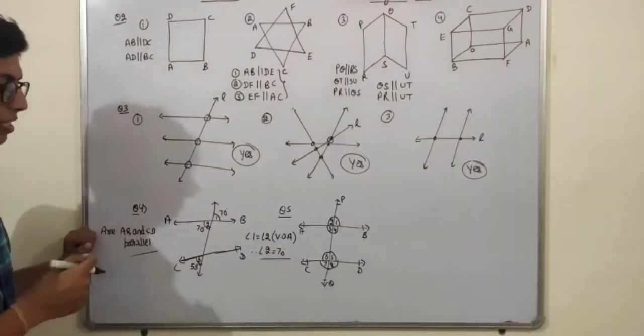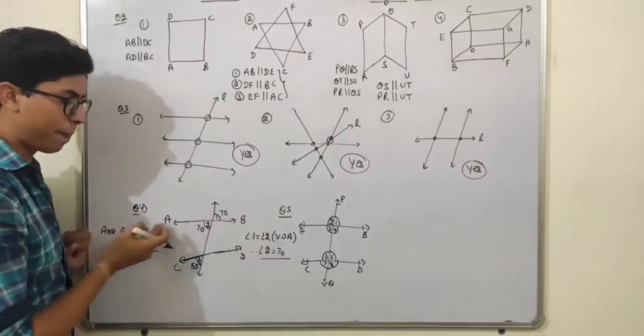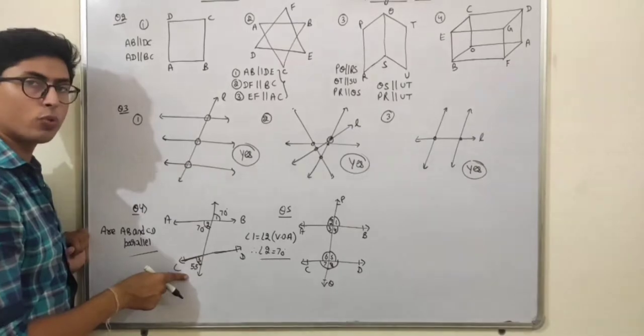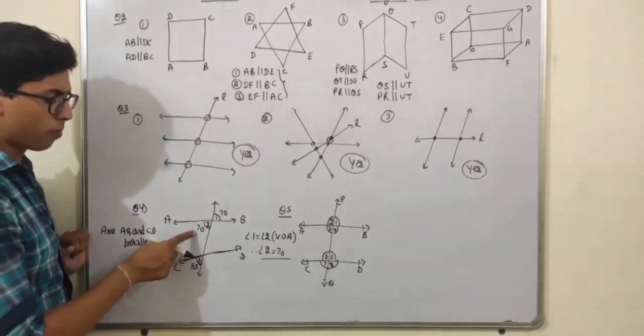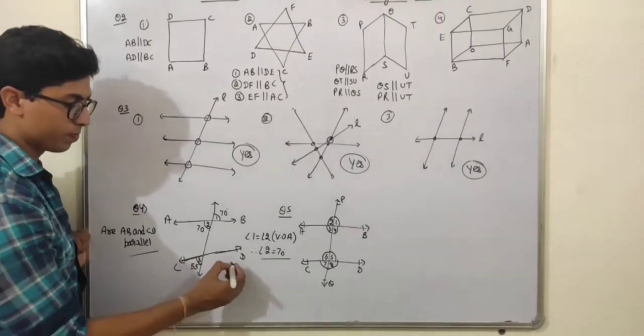But students, if AB and CD were parallel, then these two angles must be equal, because they would form a corresponding angle pair. But they are not equal.